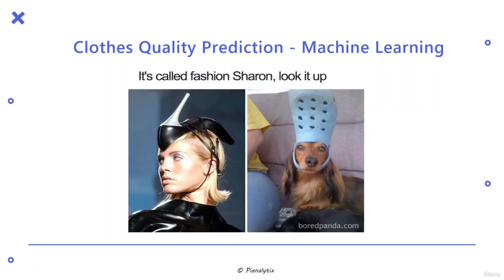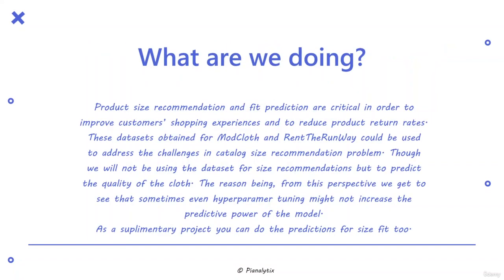Hi. So this is a machine learning plus a web development project where, as the name suggests, we are going to build a model that is going to predict the quality of clothes, and that model is then going to be used by a web application, right? So let's first understand what we are going to do in this project itself.